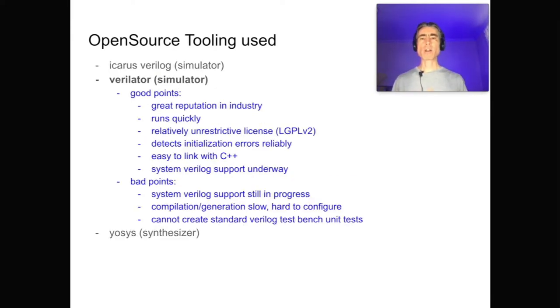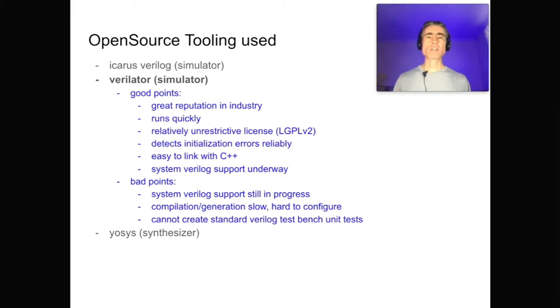Now, moving on to Verilator. Good points of Verilator: it's got a really great reputation in industry. It runs quickly. Now, when I say it runs quickly, it compiles and generates relatively slowly, but once it's compiled and generated, it runs quickly. You've got a relatively unrestricted license, the LGPLv2, so we can freely link to LGPLv2 code without our code itself needing to be LGPLv2. So this is great for VPI linking with C++.